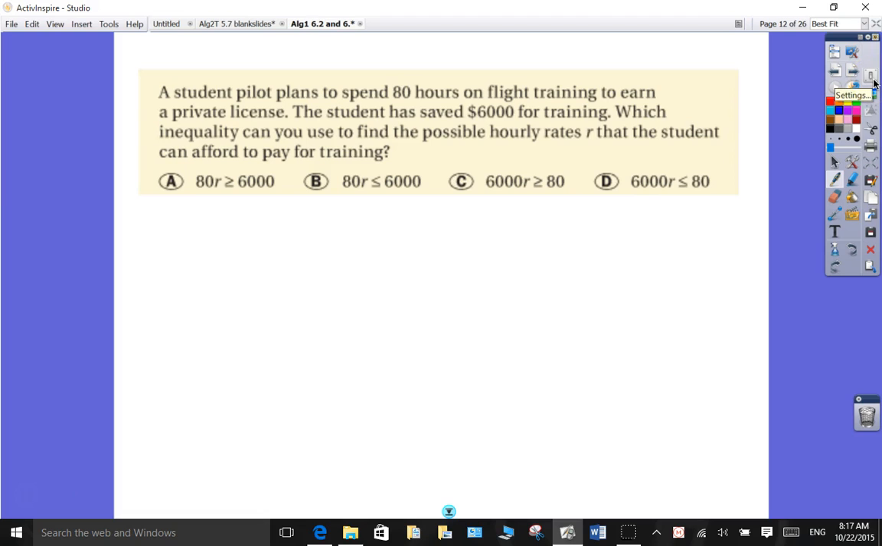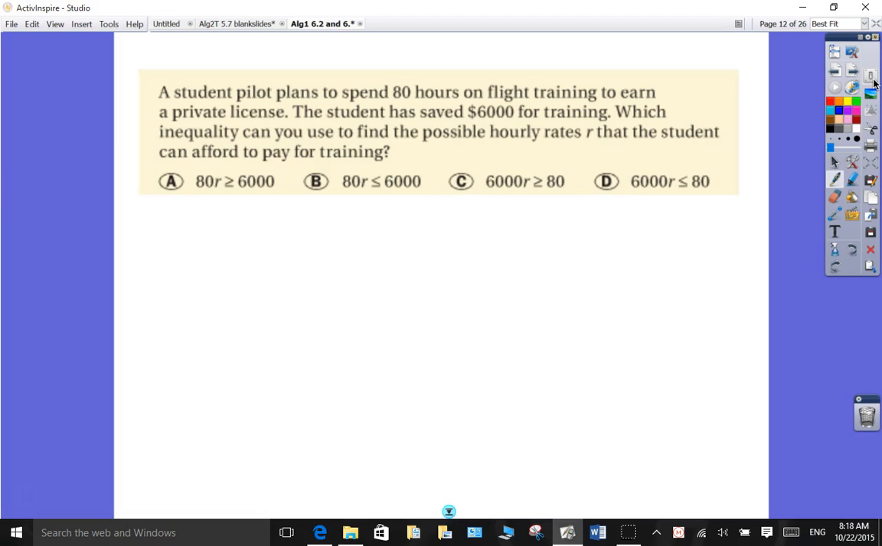Okay. A student pilot plans to spend 80 hours on flight training to earn a private license. The student has saved $6,000 for training. Which inequality can you use to find the possible hourly rates that the student can afford to pay for training? Which one of these 4? Should it be a greater than or equal to 6,000 or a less than or equal to 6,000?